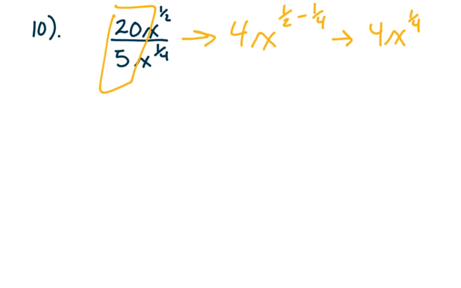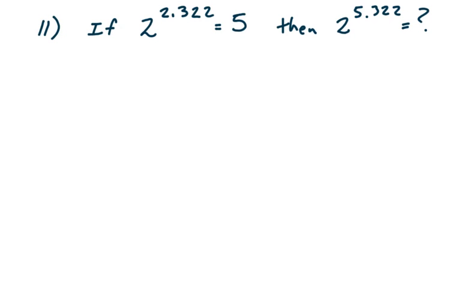All right, next problem. If 2 raised to the 2.322 is equal to 5, and that's an estimation, that's not quite right, but this is going to go on for a long time, so I had to truncate it to make this problem. Okay, so 2 to the 2.322 is equal to 5. Then what does 2 raised to the 5.322 get you?